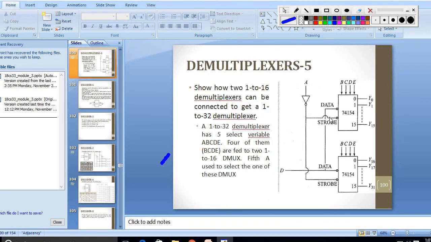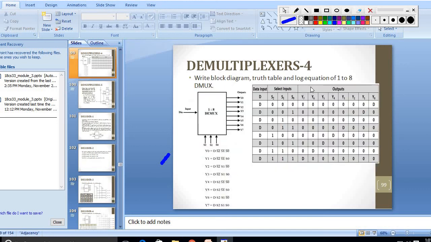This is not required, and it is anyhow not in your syllabus. Just know the concept of how it works. It is also not included in the notes. Just go through this if you want the demultiplexer concept. It is the reverse case of multiplexers. There it is many to one, here it is one to many.